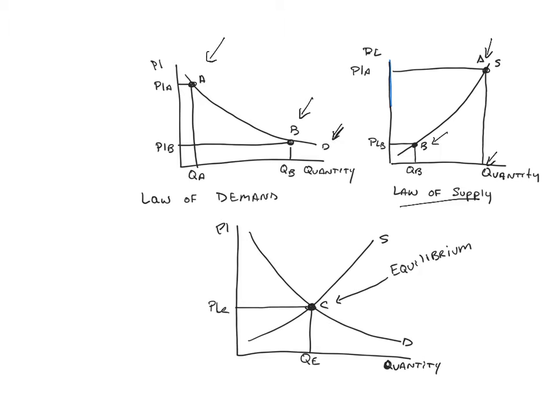They'll produce a lot more quantity right here at point A. So the law of supply simply says that producers will produce more of a product at a higher price and less of a product at a lower price.